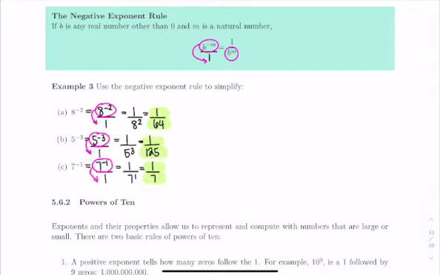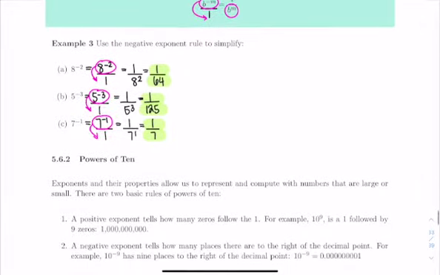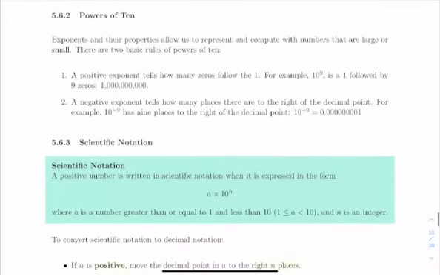Exponents and their properties allow us to represent and compute with numbers that are large or small. There are 2 basic rules of powers of 10. A positive exponent tells you how many zeros follow the 1. So for example, 10 to the 9th is a 1 followed by 9 zeros. A negative exponent tells us how many places are to the right of the decimal point. For example, 10 to the negative 9 has 9 places to the right of the decimal point.